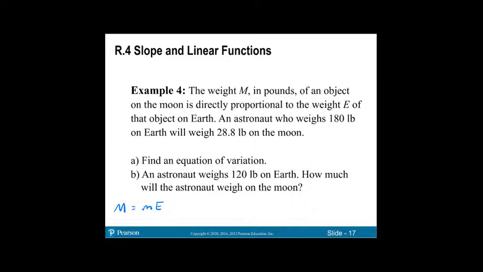Okay, 28.8 pounds on the moon. So then 28.8 pounds on the moon is going to be some m times their weight on Earth, which is 180 pounds on Earth, right? So then the constant of variation, if you divide both sides by 180, m is going to be equal to 28.8 divided by 180.